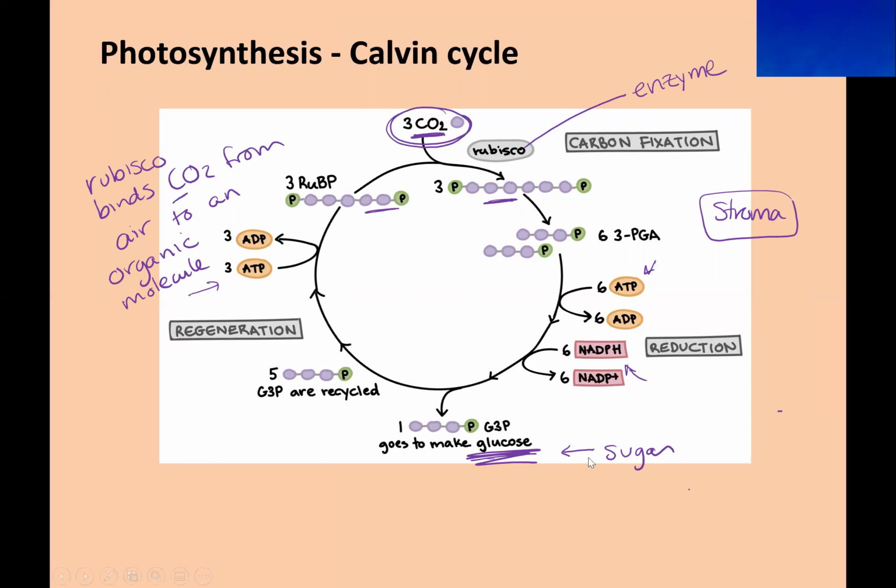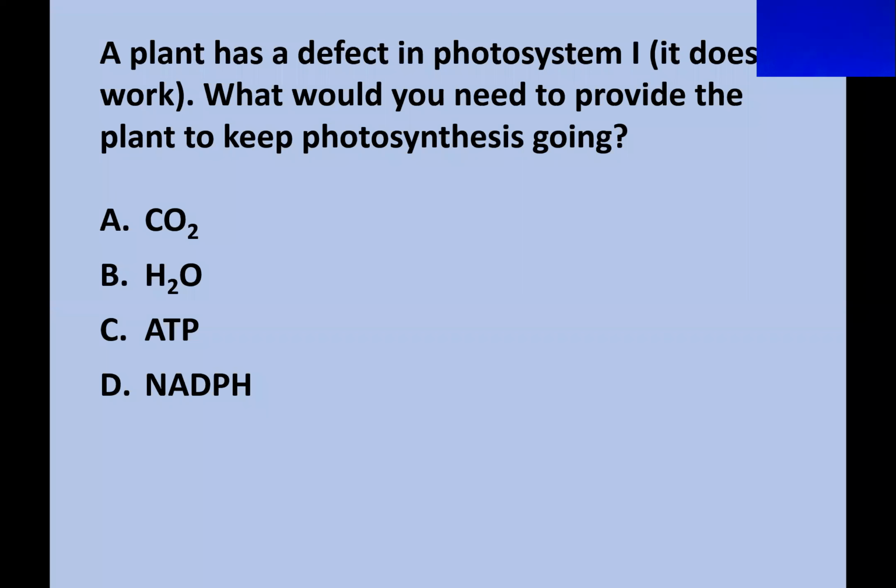All right, so let's do, you've got 7 clickers here. So again, I would pause, go through the clickers, and then come back. So this question asks, a plant has a deficit in photosystem 1. It doesn't work. What would you need to provide the plant to keep photosynthesis going?